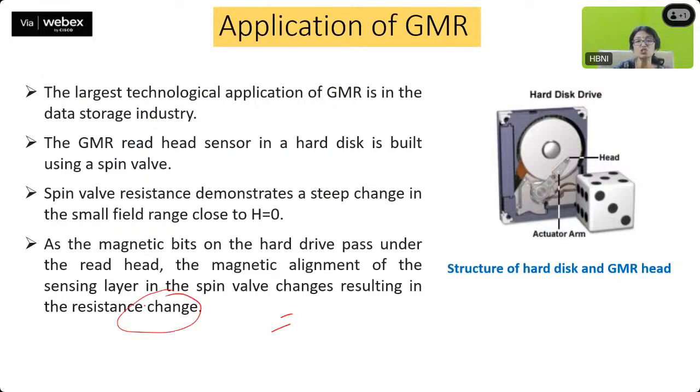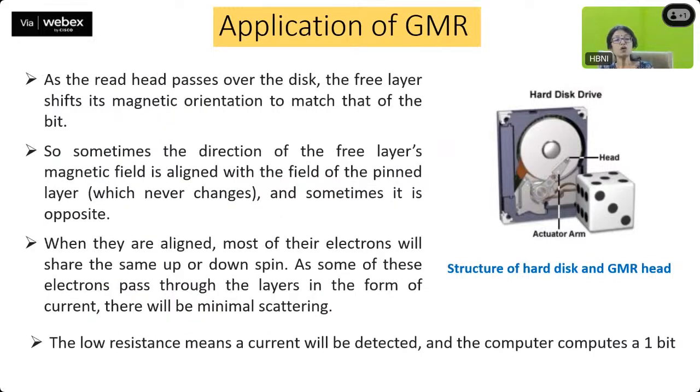So you have a change of resistance as the magnetic bits on the hard drive pass under this read head. The magnetic alignment of the sensing layer in the spin valve changes, and this results in a resistance change. Now, as the read head passes over the disk, the free layer shifts its magnetic orientation and matches that of the bit.